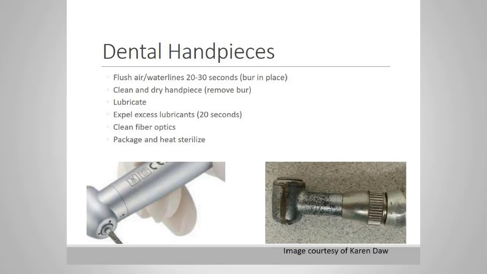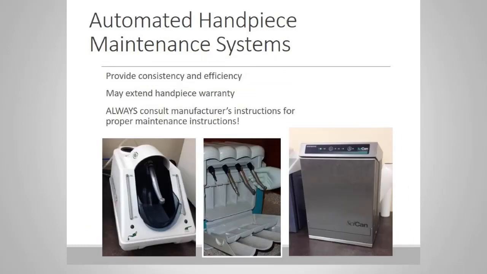And as we already discussed, it's not an option. Now, to do this, many offices are using an automated handpiece maintenance system. They provide consistency and efficiency, and they may extend the handpiece warranty. Some handpiece manufacturers extend the warranty if you use the handpiece maintenance system. Always consult the manufacturer's instructions for proper maintenance instructions.